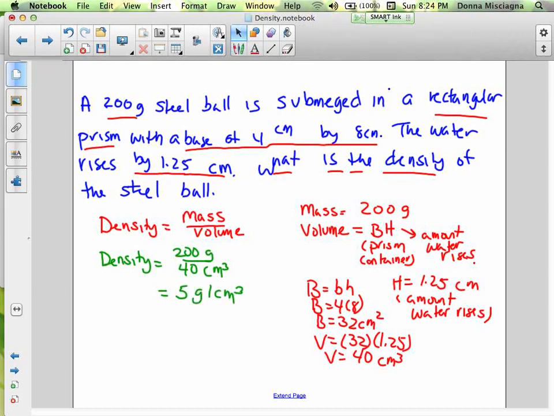All right, so the work's not tricky. It's just knowing how to interpret the density problem. If we're raising up water, make sure you consider the size of the base of the container. If it's in a graduated cylinder, how much it rises is our volume. If it's in some other container, then it's going to be the area of the base of the container times how much the water rose.